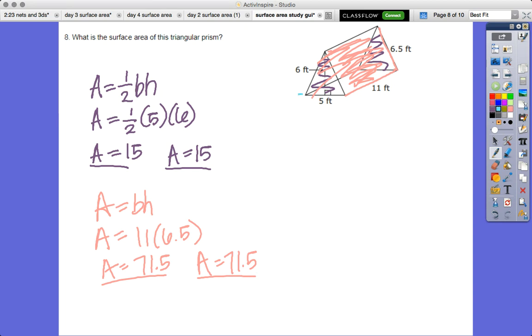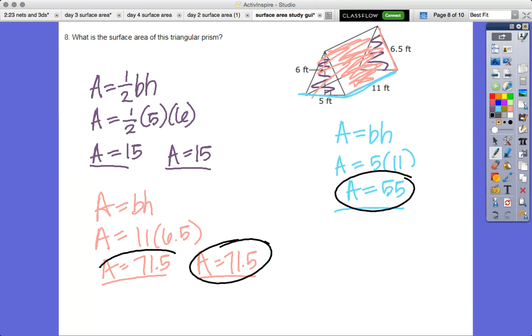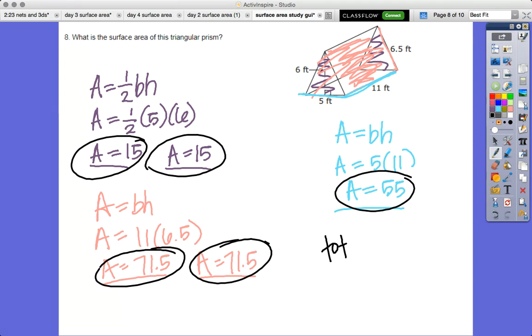Now let's look at the bottom, the base that it is sitting on. Do not forget about those bases. My base is going to be 5, my height is going to be 11, and that is going to give me 55. So now to get my total, I'm going to say 55 plus 71.5 plus 71.5 plus 15 plus 15, and I get a total of 228 feet squared.